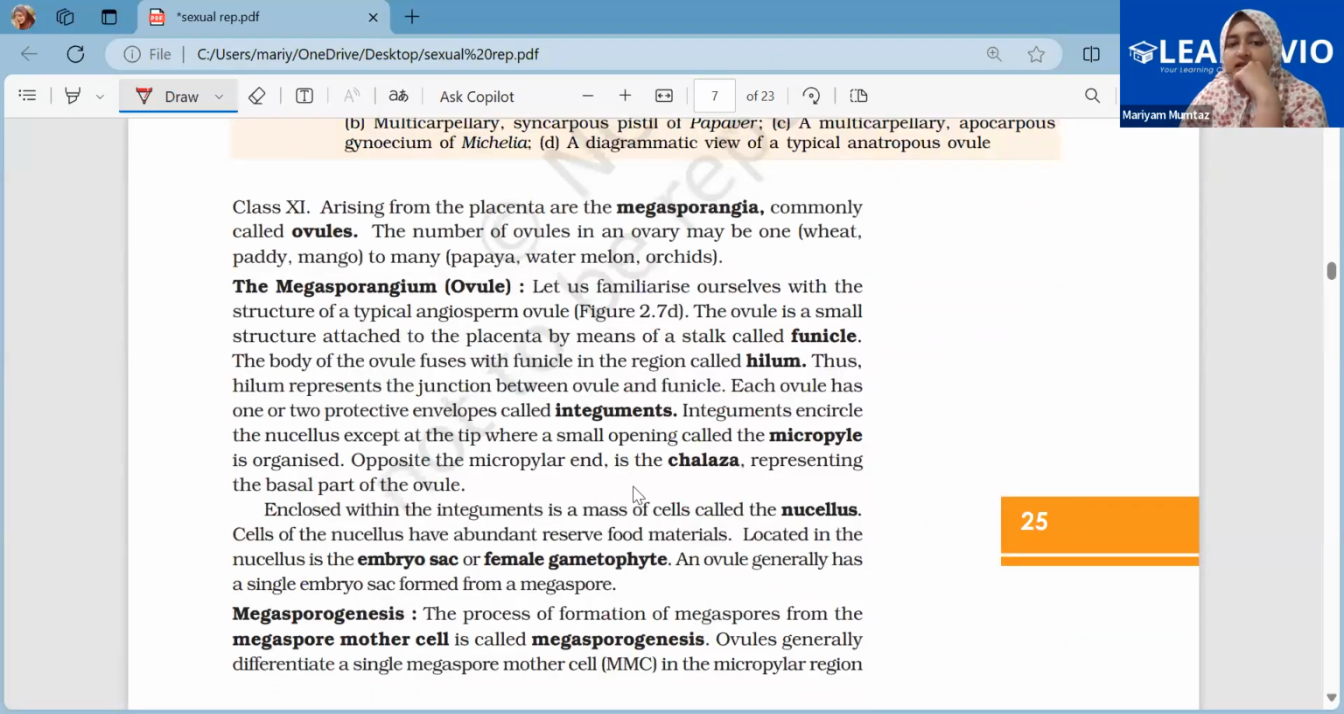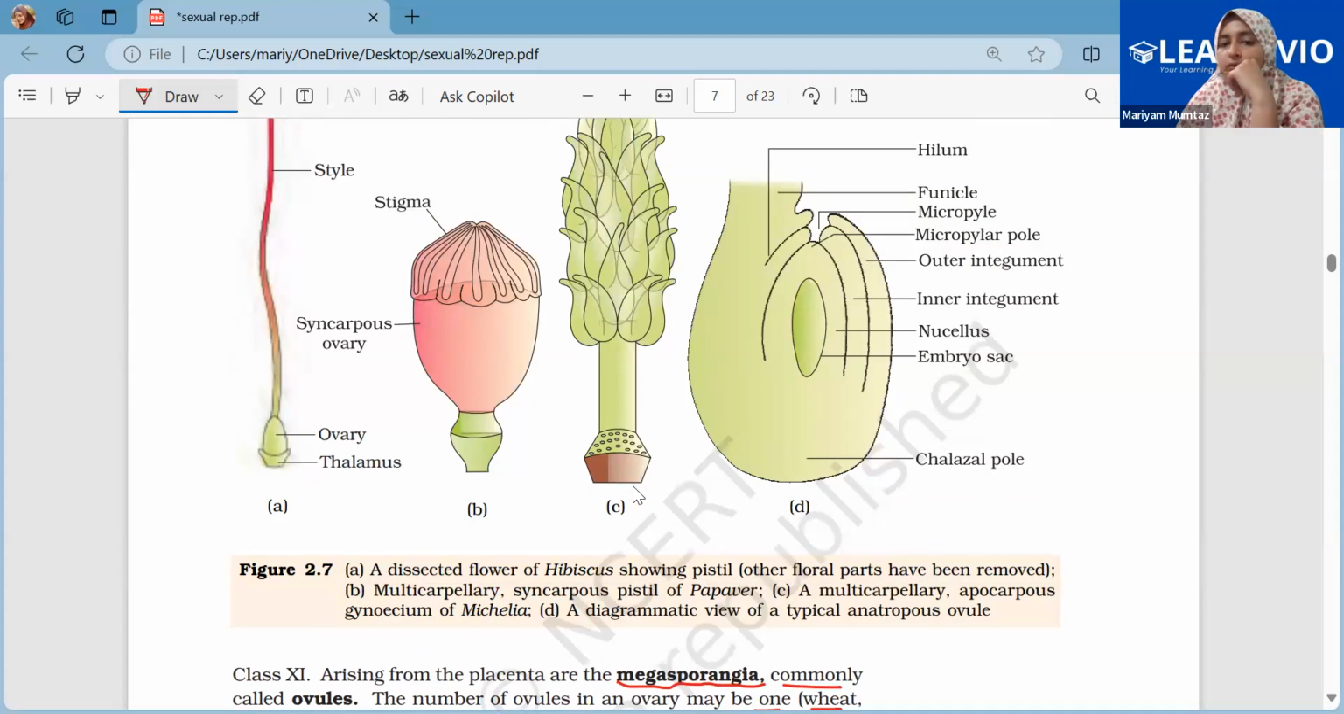So arising from the placenta are the megasporangia, which are commonly known as the ovule. Now the number of ovules in an ovary may be one, for example, wheat, paddy, and mango. The number of ovules in the ovary may be many, just like in papaya, watermelon, and orchids. Talking about the megasporangium, that is the ovule. Now let us familiarize ourselves with the typical structure of the angiospermic ovule. The ovule is a structure which is attached to the placenta with the help of a stalk, which is known as the funicle. So the ovule is attached to the placenta with the help of this structure, the funicle.